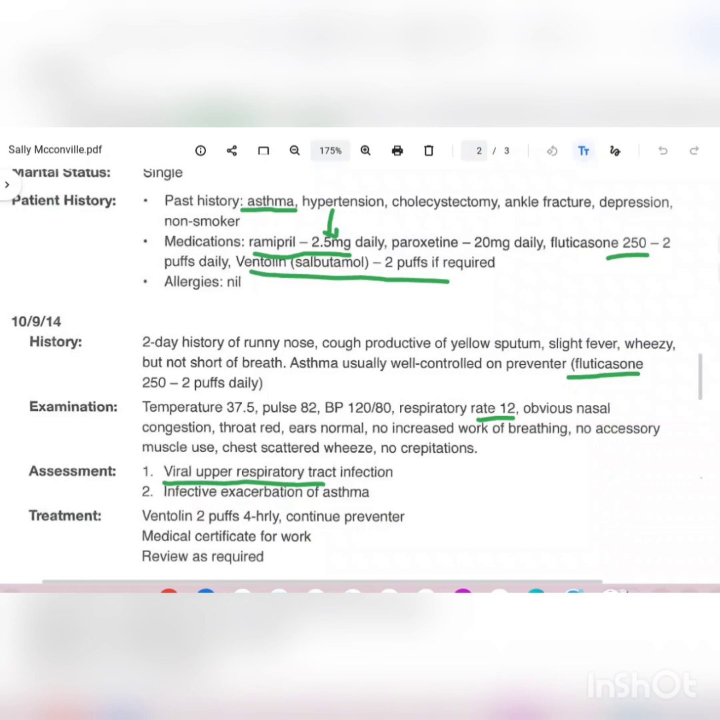So the first day, you thought it may be a viral respiratory infection, so what you advised to take: you started Ventolin 2 puffs 4 hourly. That means already the patient was on Ventolin puffs when necessary. Now it is going to be regular. Then continue the preventer. So that's your first one.